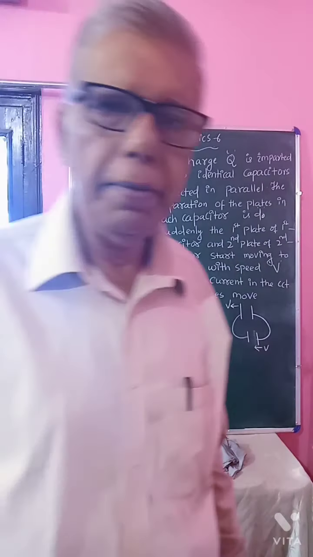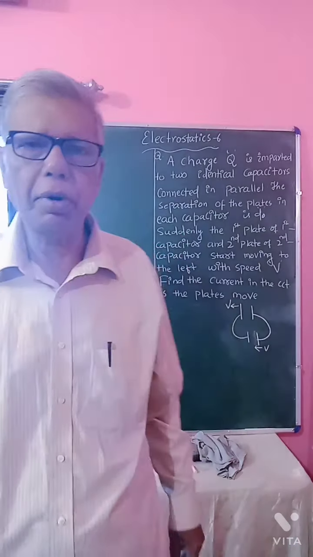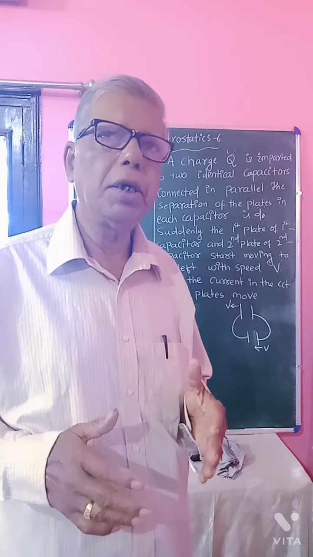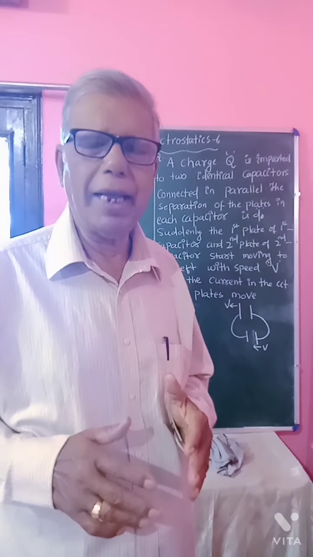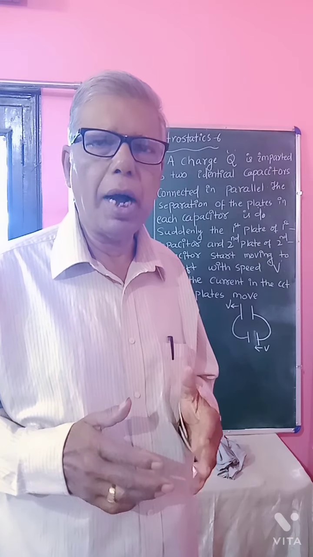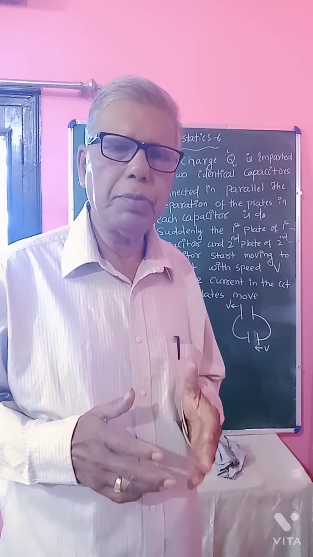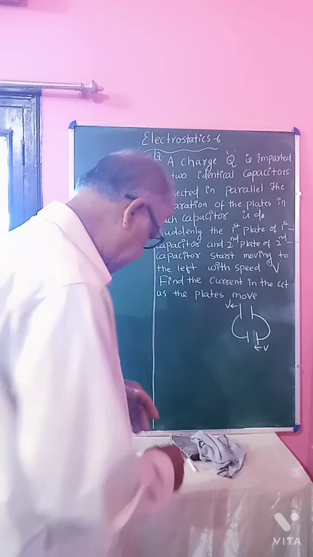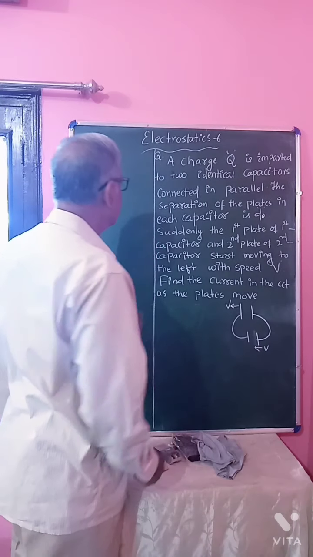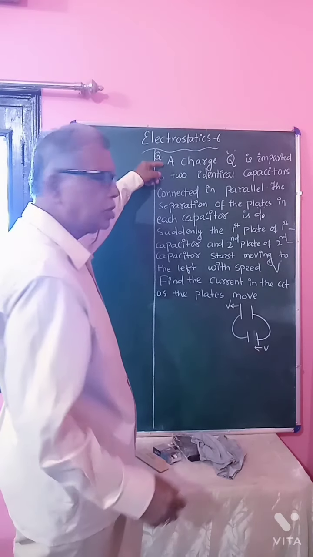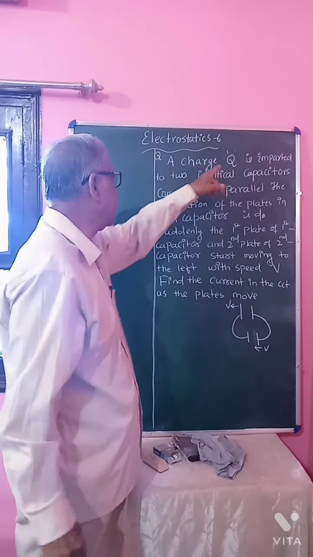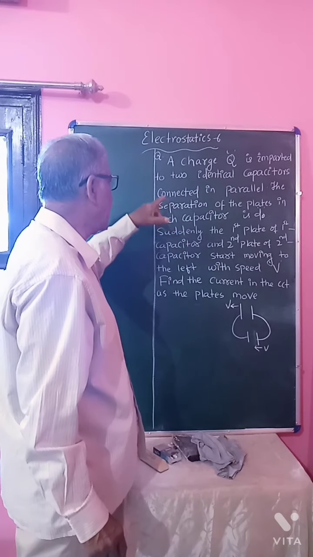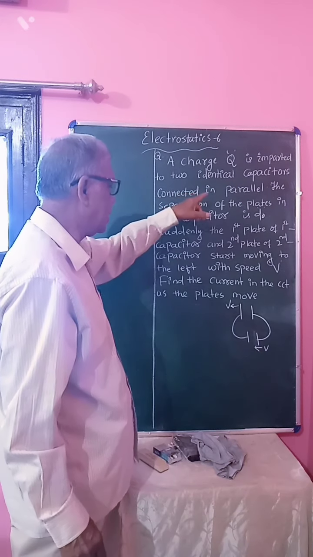Welcome everybody. Now I shall discuss a very important problem on electrostatics. It will give you an exposure to how to solve a problem independently in the exam. Let us discuss. The question is: a charge Q is imparted to two identical capacitors connected in parallel.